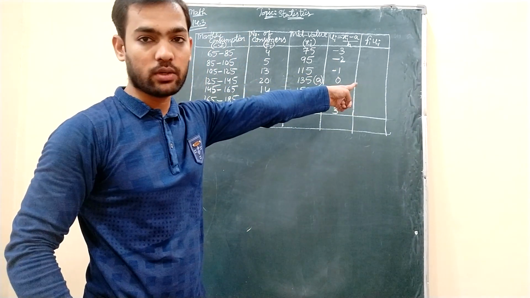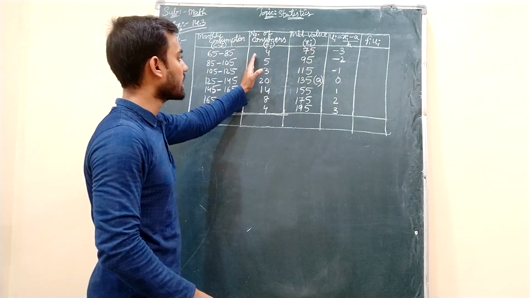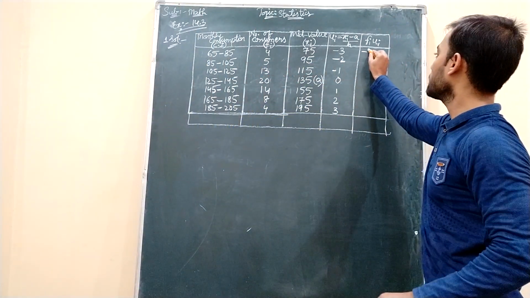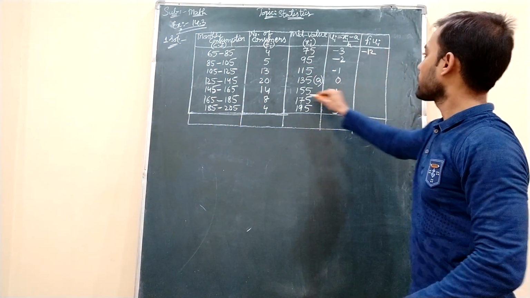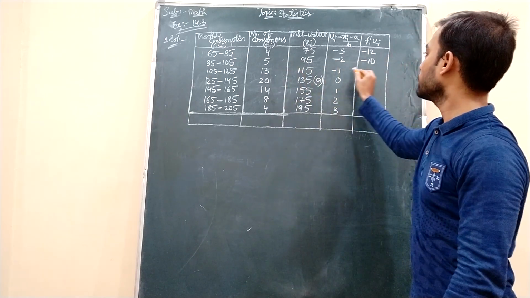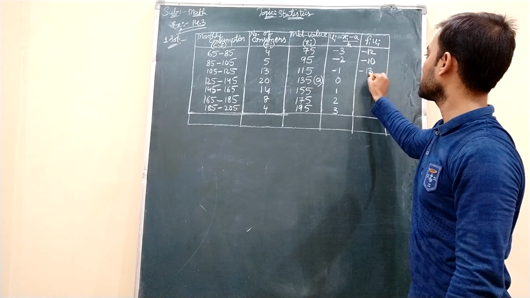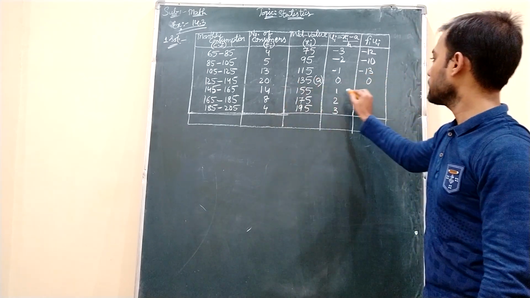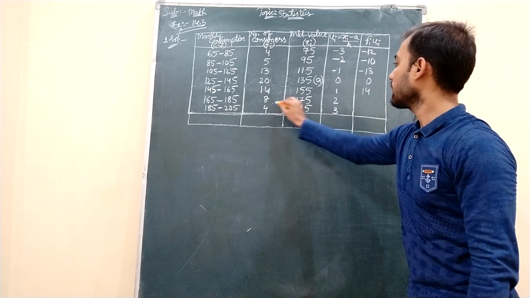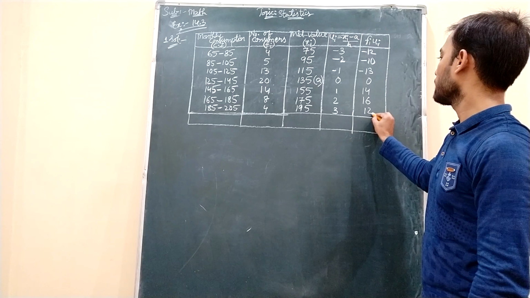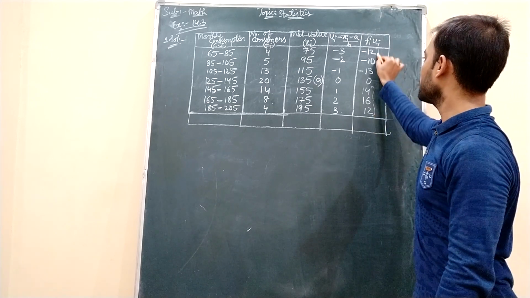Last one is fi ui, that we will find by multiplying fi values and ui values. 4 into minus 3 will be minus 12. Then 5 into minus 2 is minus 10. 13 into minus 1 is minus 13. 20 zeros are 0. 14 ones are 14. 8 twos are 16. And 4 threes are 12. We will do this addition separately, this addition separately.